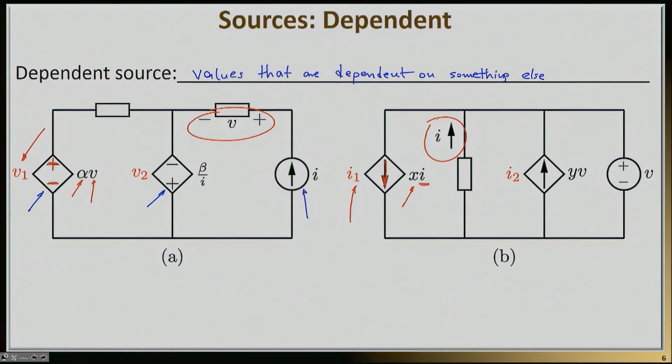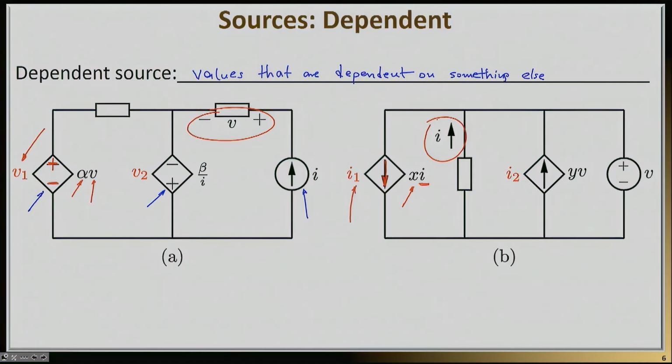Now you may say, okay, this seems a little bit weird. First of all, I've actually never bought a diamond source. Second, why on earth would you ever want these things to depend on something else? Let me answer the first question first. Yes, indeed, you will never go to a store and buy something that looks like a diamond and they will tell you this is a dependent source.